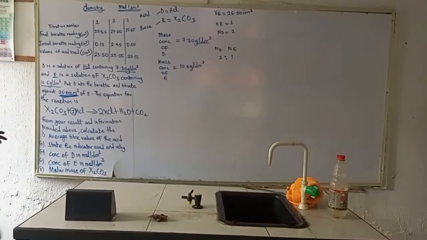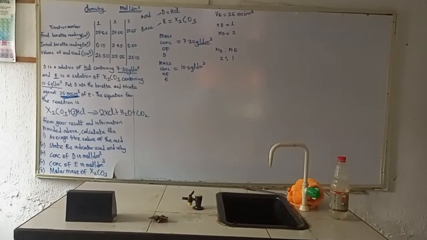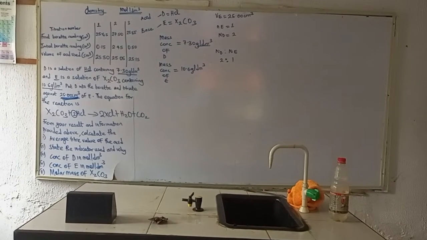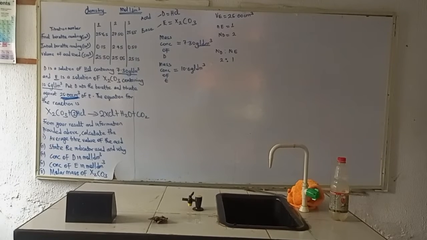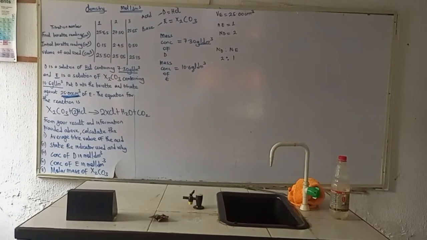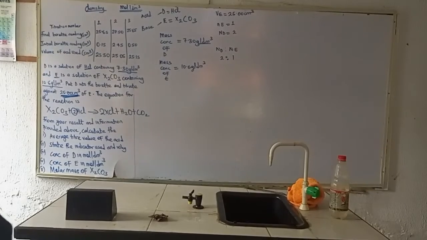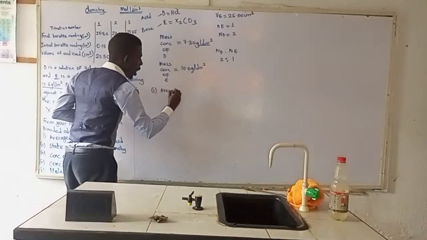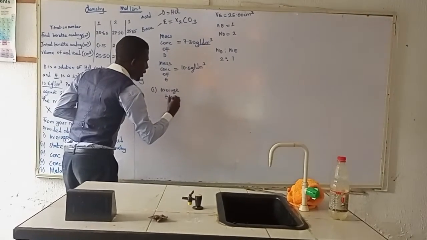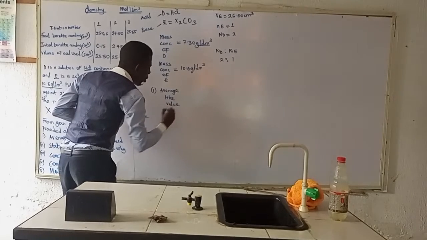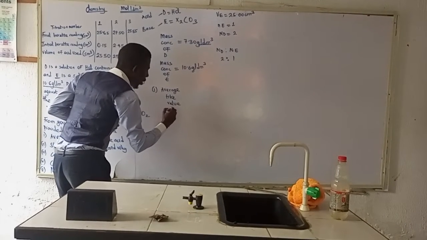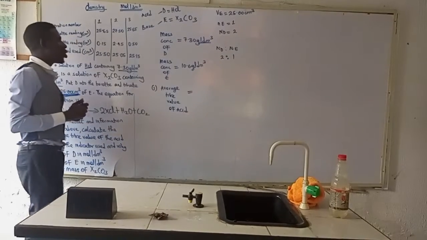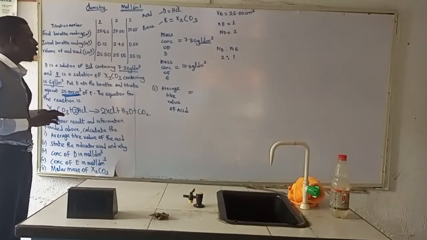Now let's look at this question carefully again. Question 1 says from your result and information provided, calculate the average titre value of the acid. Remember that this is alternative to practical. You are not performing the experiment.